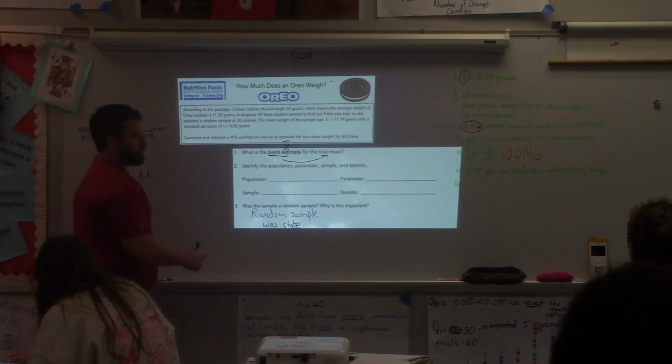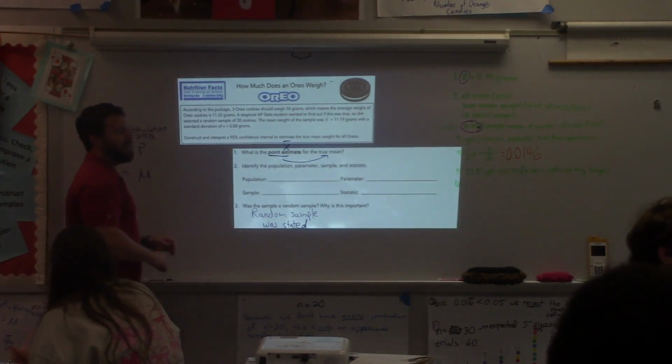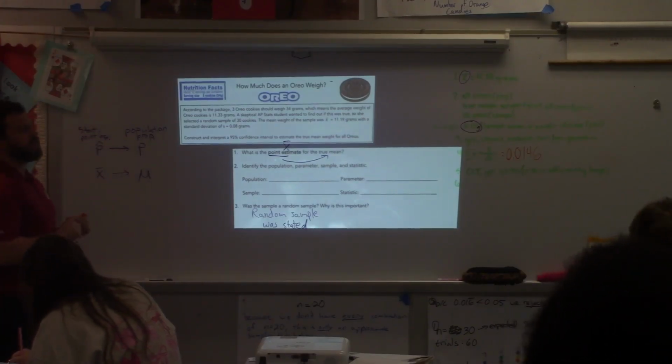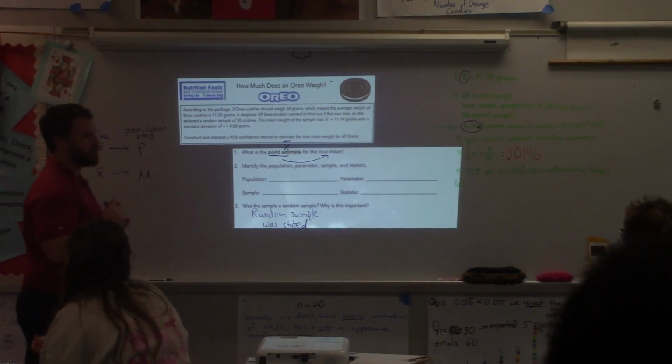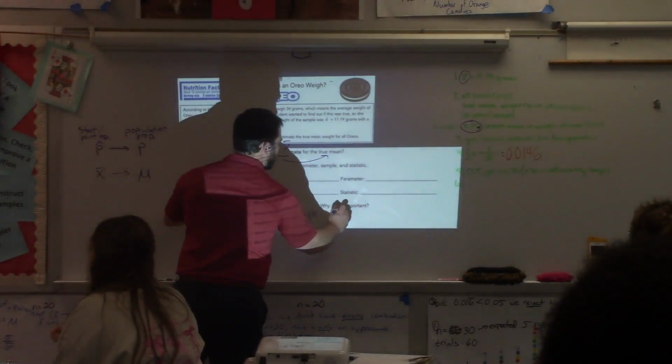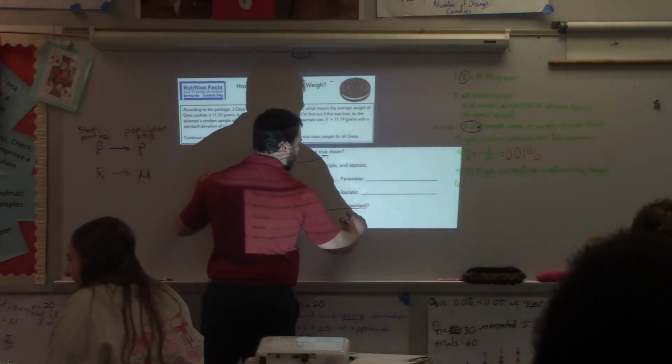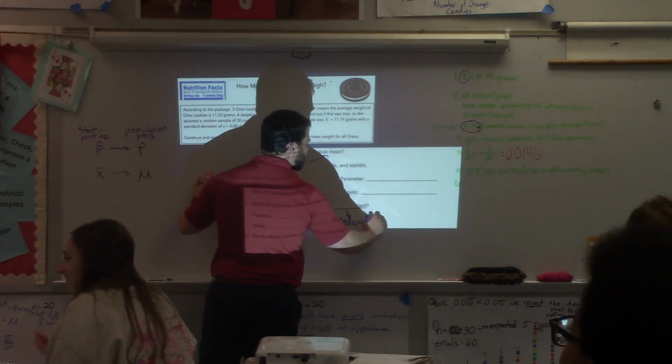Why is this important? So we can make an unbiased guess, not an educated guess. An unbiased, a reduced bias. Okay, so reduced bias, but why does reducing bias matter?